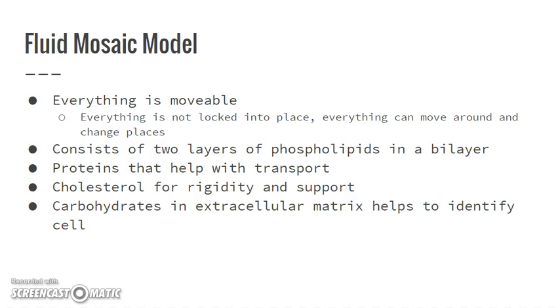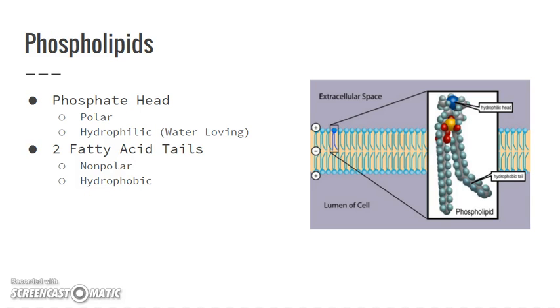Now the cholesterol, like I said, is for rigidity and support, and it helps give us some support in that plasma membrane, because remember, everything's movable. We need a little bit of rigidity. We need a little bit of support. And then finally the carbohydrates, which are in the extracellular matrix, outside of the cell, help identify the cell for any hormones, anything coming in.